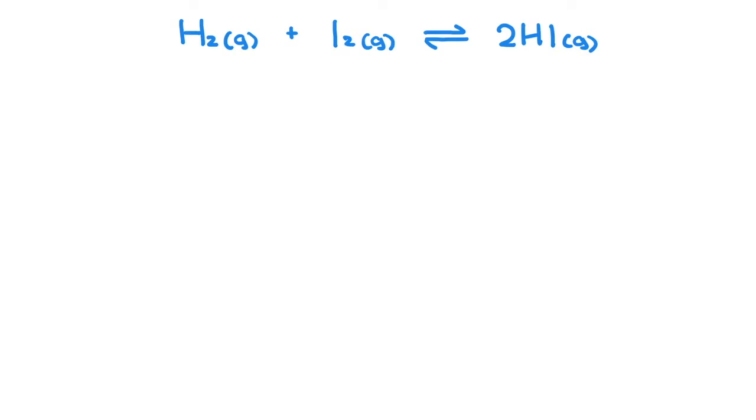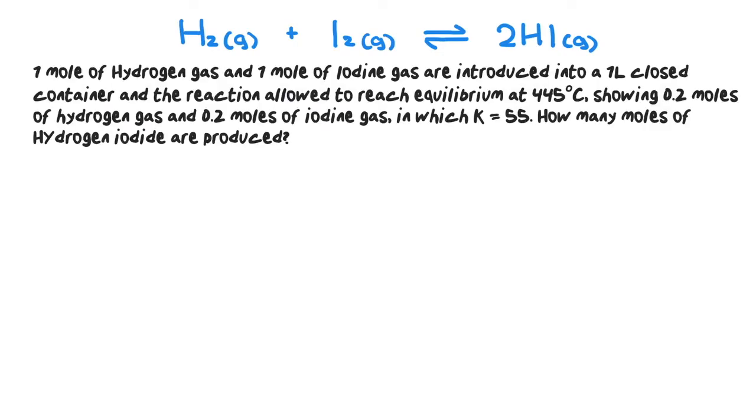Calculating K gives an indication at which a chemical reaction proceeds when at equilibrium. Consider the production of hydrogen iodide. 1 mole of hydrogen gas and 1 mole of iodine gas are introduced into a 1 liter container. The reaction reaches equilibrium at 445 degrees Celsius, showing 0.2 moles of hydrogen gas and 0.2 moles of iodine gas. At 445 degrees Celsius, K equals 55.